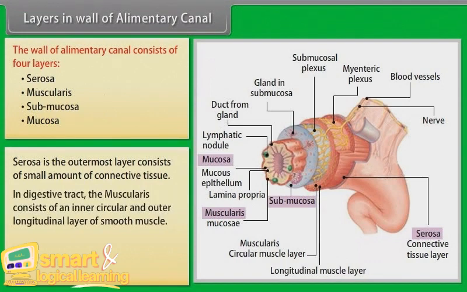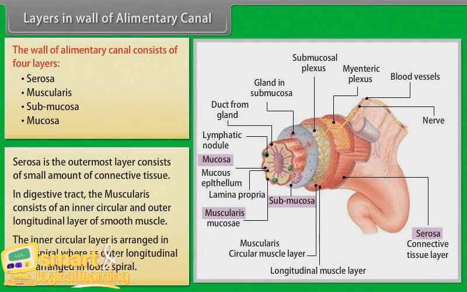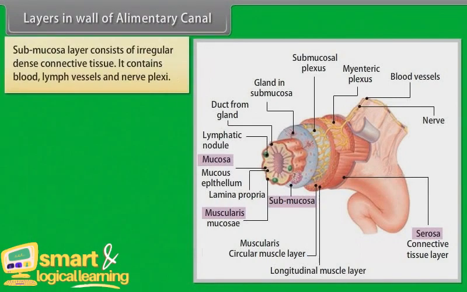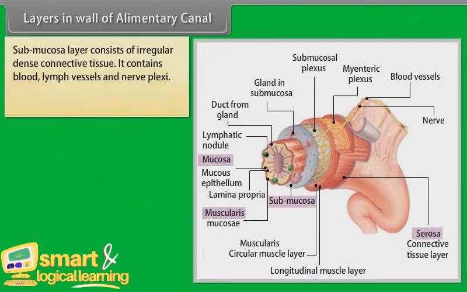In the digestive tract, the muscularis consists of an inner circular and an outer longitudinal layer of smooth muscle. The inner circular layer is arranged in a tight spiral, whereas the outer longitudinal layer is arranged in a loose spiral. The submucosa layer consists of irregular dense connective tissue. It contains blood and lymph vessels and nerve plexi.